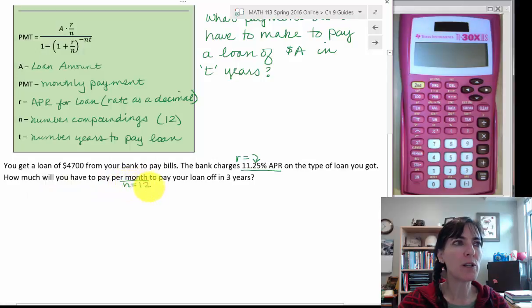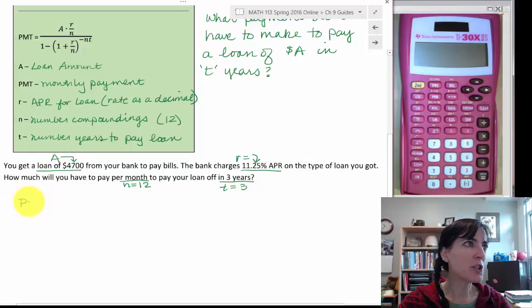So our N is going to be 12 to pay your loan off in 3 years. So our T will be a 3. And the $4,700, is that the loan amount or the monthly payment? I think loan amount, because you get a loan of $4,700. So we're going to say that's the loan amount, which will be my A.